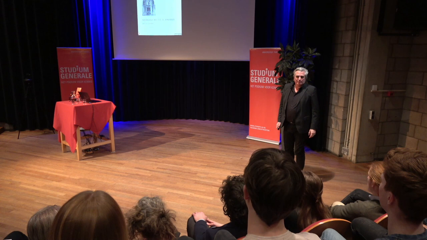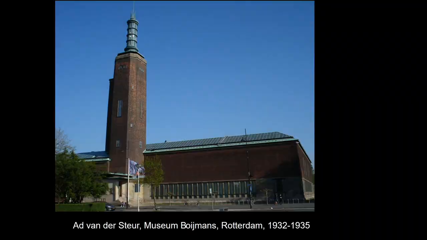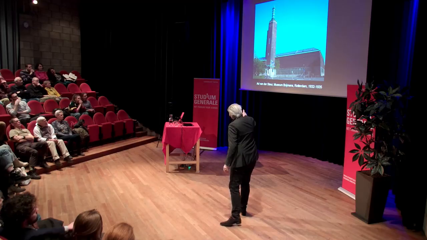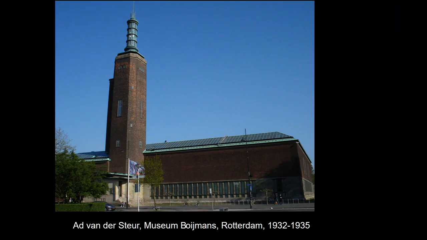A museum, a very new museum, being considered the most modern museum in Western Europe when it was built. And it looks like this. Built in the midst of the crisis, and this was considered a modern building by many people. Does it resemble another building you might know from a little bit closer here? Built by, this is Ad van der Steur, but by a friend and a classmate of Ad van der Steur, with the same source.